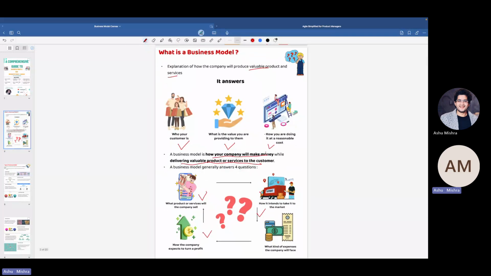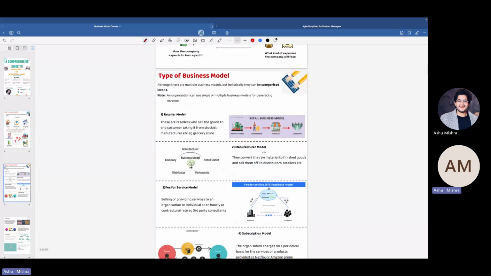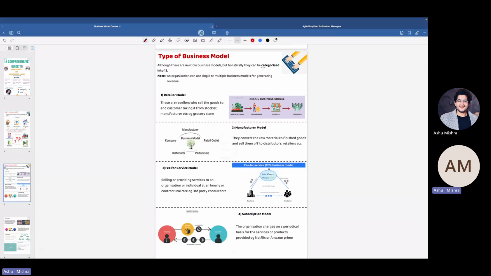Now, once we have clarified the business model, guys, let's go to the other thing, which is what are the different types of business models. So, guys, these business models can be categorized into 12, and any organization can use single or multiple business models for generating revenue. So let's go through these 12 business models and see what they do. The first model that we have is the retailer model.